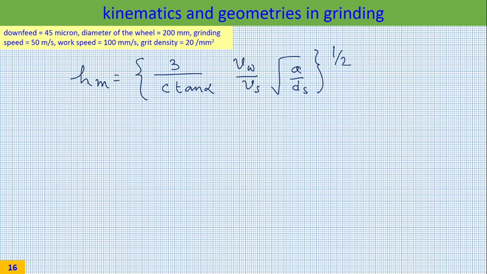What is this particular case? What has not been said is that this is a flange surface grinding. This is a case of flange surface grinding. Downfeed is 45 micron.